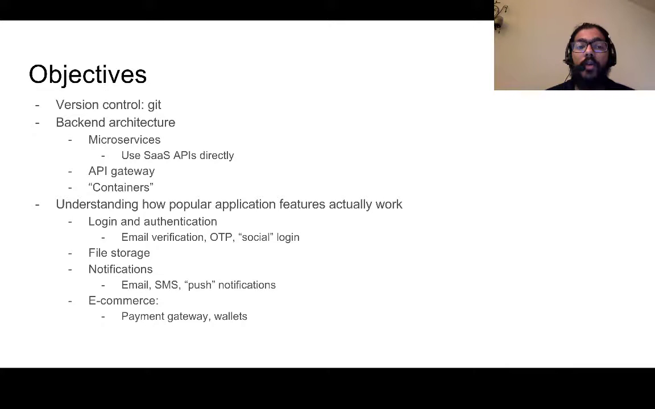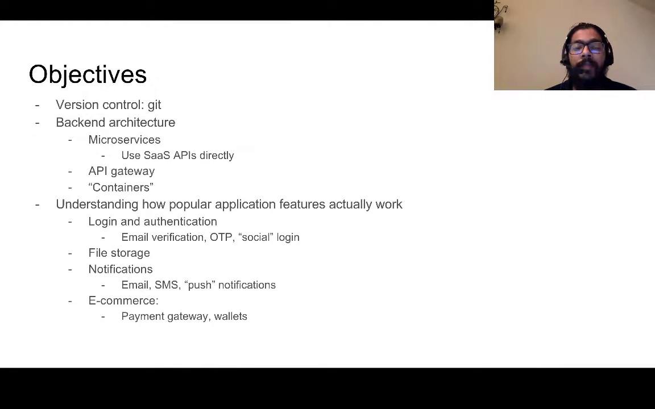We look at microservices. We look at different kinds of SaaS APIs and how to build your application as a set of these APIs. We'll understand what an API gateway is, and we'll also briefly touch upon a new buzzword that's taken the industry by storm the last few years, and this is container technology. After that, we'll look at some popular application features and we'll try to understand how they actually work.